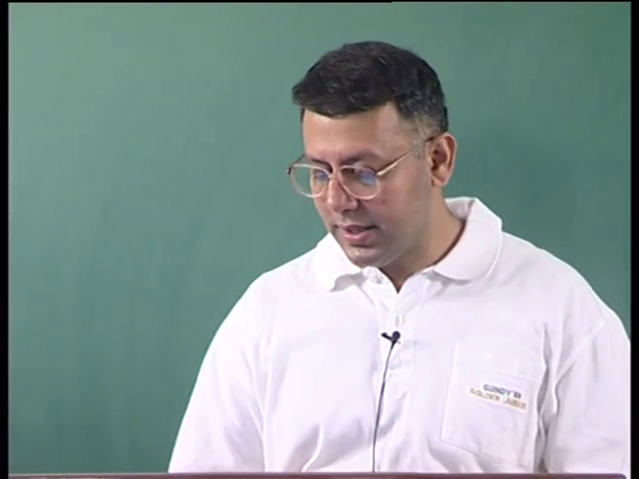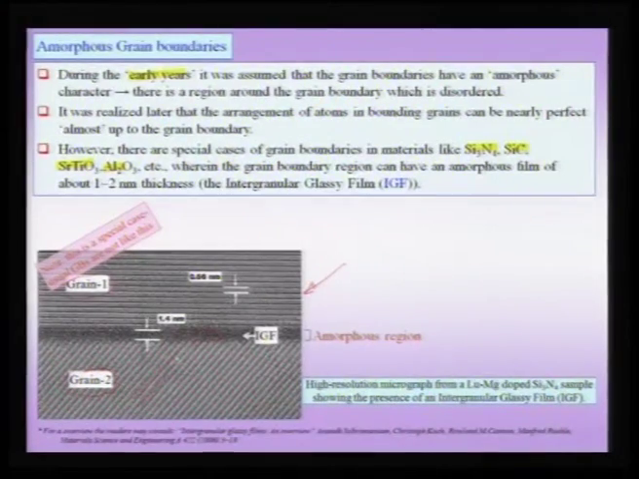And to summarize this slide, though most grain boundaries can have a very good order in them, there are possibilities of having grain boundaries which have a disordered and amorphous layer, and these examples can be found, for instance, in silicon nitride or strontium titanate, wherein you have a thin layer. Of course, this layer is of the order of 1 to 2 nanometers, which is an amorphous region, and the grain boundary region itself is totally amorphous or does not have crystalline order as in the side of the crystal.